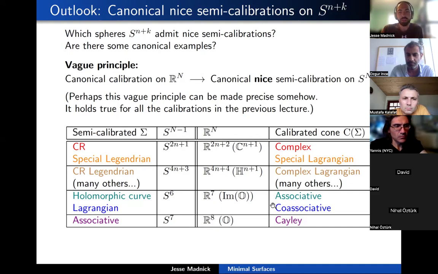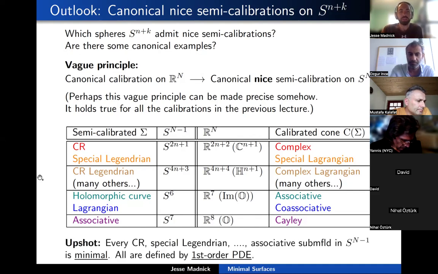In R^7, we have associatives and co-associatives. These can be cones. Their links are called holomorphic curves and Lagrangians in S^6. And in R^8, you can have Cayley cones. Their links are called associatives. Again, all of these are defined by first order PDE. All of these submanifolds in this column are necessarily unstable minimal submanifolds. They're all minimal submanifolds of spheres. I would argue that in a certain sense, these are simpler than taking just a generic minimal submanifold in a sphere. These are maybe more tractable to study, at least in high codimension, because they have extra structure. And they're also interesting from the point of view of special geometry.